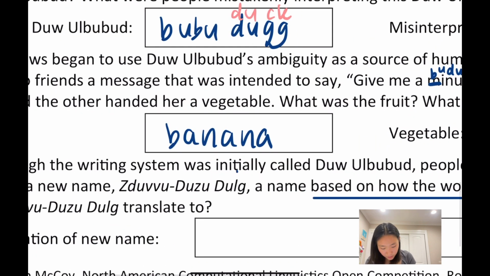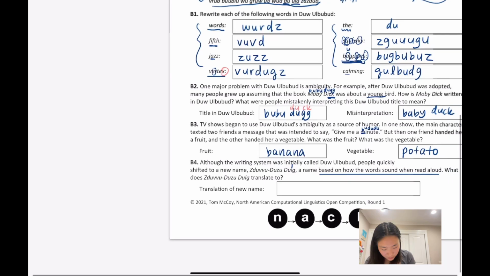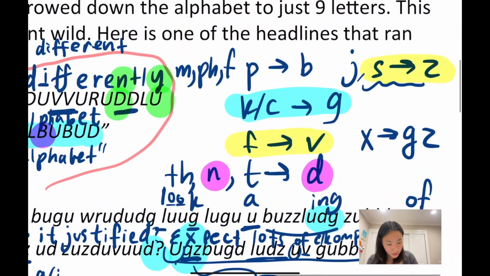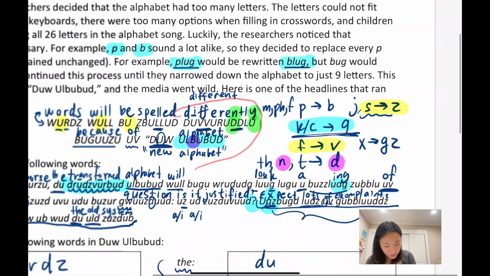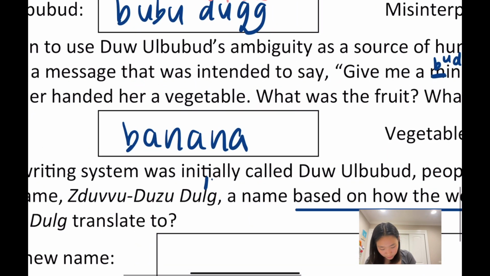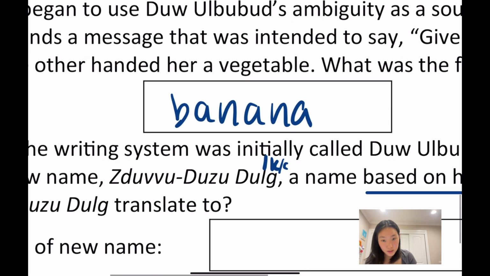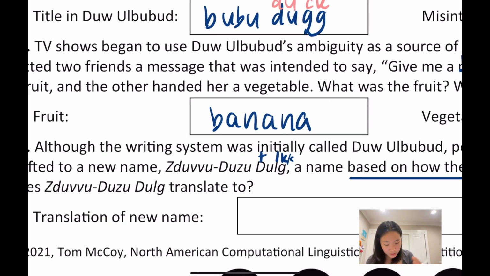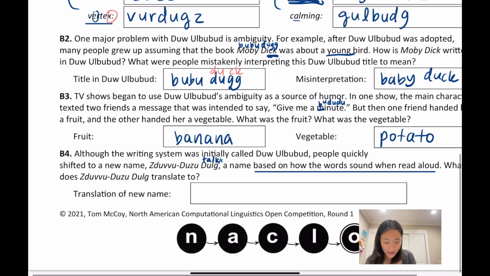Dolg. So L, the G, the G sound, right? We have the G/K sound over here. So let's see if we replace this with like a K or a Sk, and then T. D's and T's sound very similar. So something TLK, right? TALK would make sense.